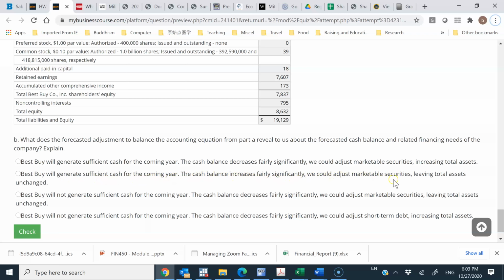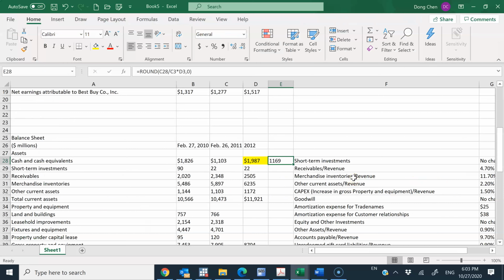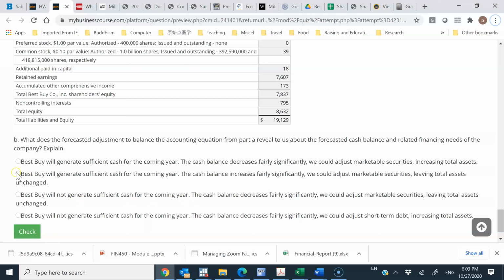We could adjust the marketable securities, leaving total assets unchanged. This is also true. We talk about if the firm has more than sufficient cash and more than the normal level of cash, it can actually use the extra cash to do some things like increase capital expenditure and buy more securities, such as doing investment in the stock market, right? You can use that extra cash. Hence, the cash balance will fall to its normal level, and hence some of the other items on the balance sheet, such as marketable securities, might increase. Right, so this is actually true. We can choose this one.